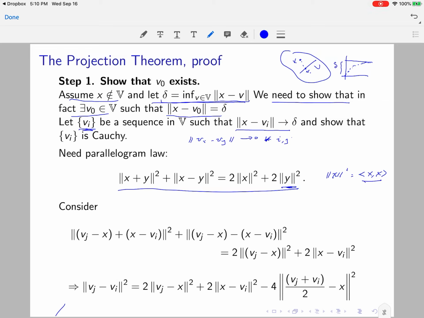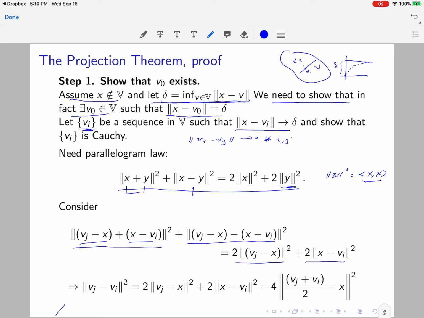And we can show this parallelogram law. So what we're going to do is our x up here is going to be Vj minus x, and then our y is going to be x minus Vi. So for the parallelogram law, we plug those x and y's in here, and we get this term as the first term, and then we'll have an x minus y instead of a plus, and that's this term.